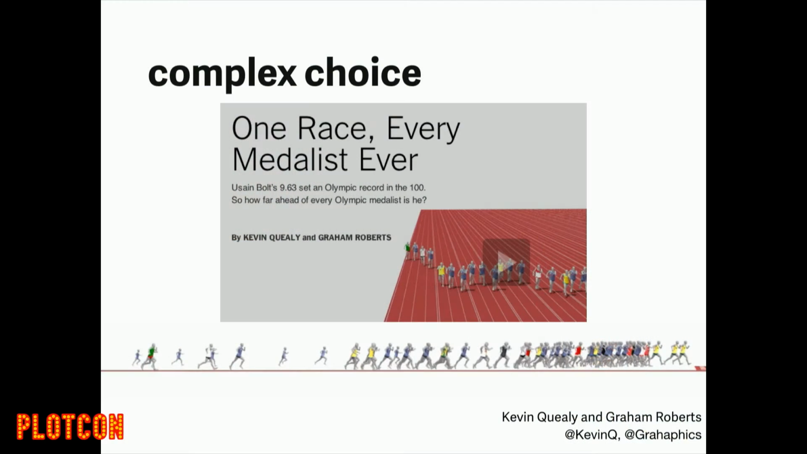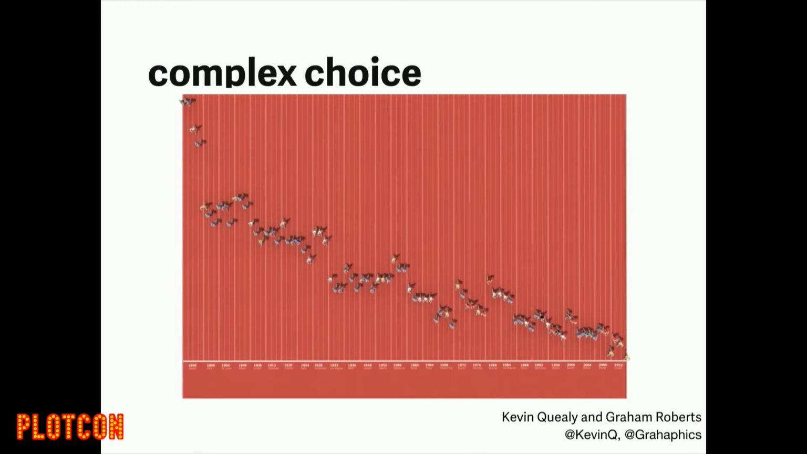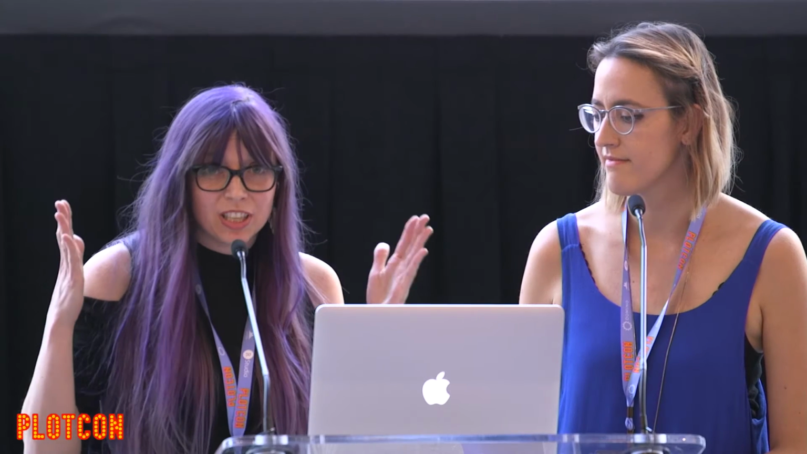But Kevin Quealy and Graham Roberts decided to do something a little bit more complex, and they put their visualization into a video, which you can Google and find pretty easily. It's kind of neat, it's only a few minutes. They reframed the problem into basically thinking about it as putting all of these medalists, all these people who have won this race in the past, into the same race. Now, of course, some of these people have long passed. Some of them won a medal in the late 1800s. But if you put them all in the same race together, where would they finish?